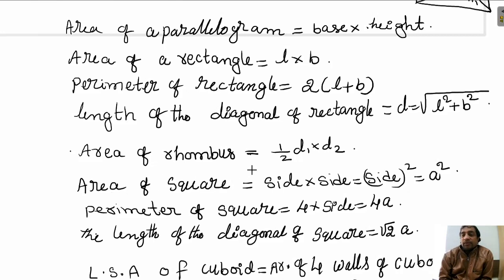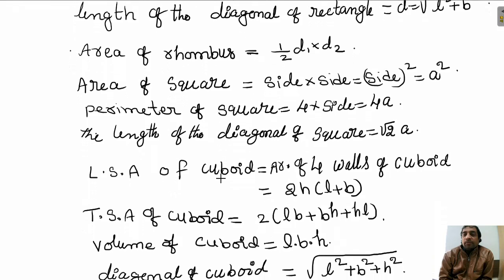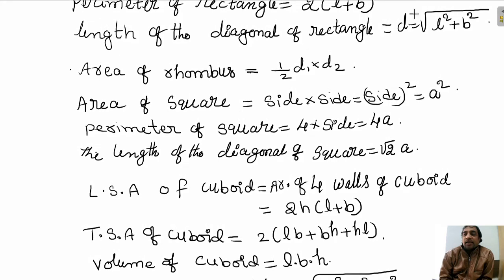Area of square is equal to side into side, or side square, or a square. Perimeter of the square is 4 into side, or 4s or 4a. The length of the diagonal of the square is root 2 a. Here the length of the diagonal of square is root 2 a.